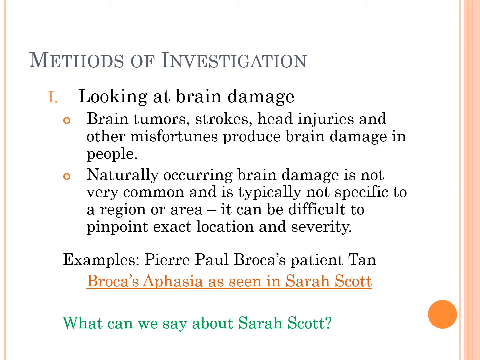So we're going to start by looking at damage to the brain. And if we're looking at brain damage in humans, this is usually produced by a brain tumor, somebody having a stroke, maybe some kind of head injury, some misfortune that produces a naturally occurring brain damage. Luckily, this is not very common, but for scientists, that makes it difficult to really get enough participants to figure out what's happening in a particular area, although we still do a lot of work with people who have some kind of brain damage.